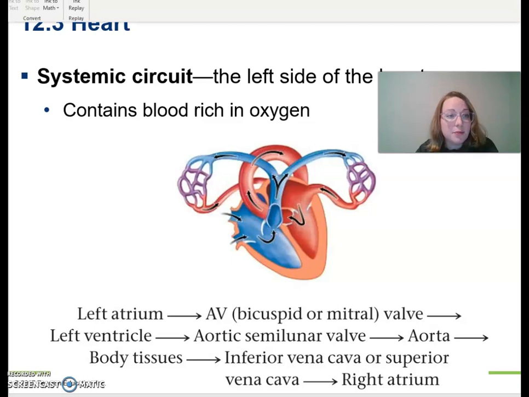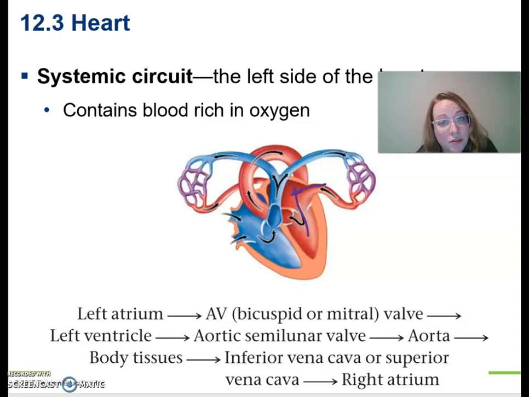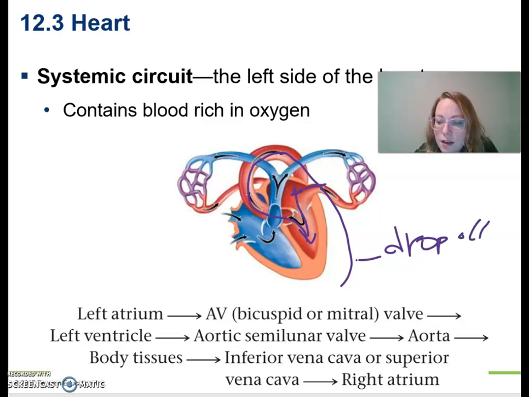So the systemic, we're going to start where we left off in the previous, in the left atrium. So we saw how blood flowed into the left atrium. Now we're going to go through the mitral or bicuspid, into the left ventricle, through the aortic valve, into the aorta. That's going to branch, go to all of our body tissues. We're going to drop off the oxygen for our cells, and we're going to pick up that carbon dioxide waste.